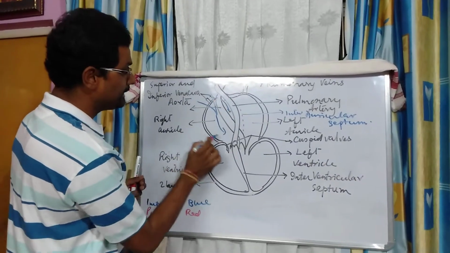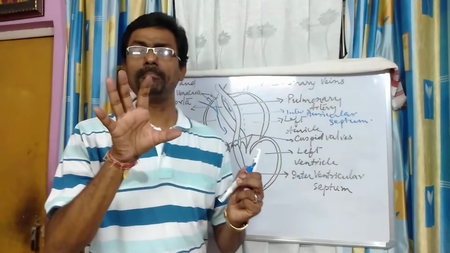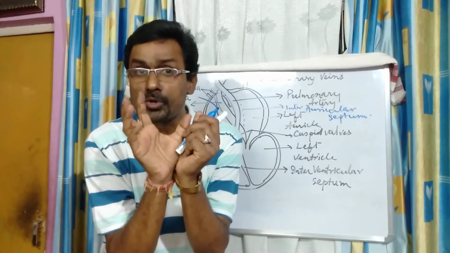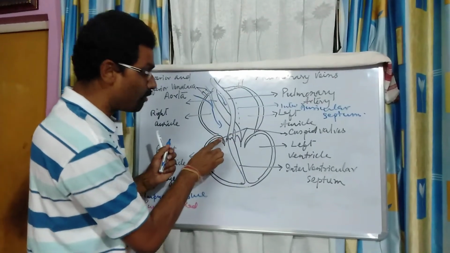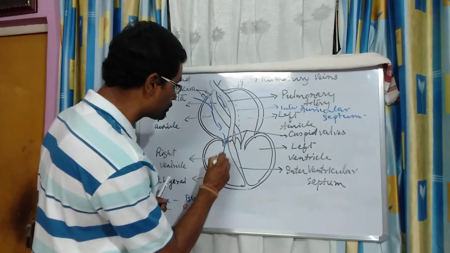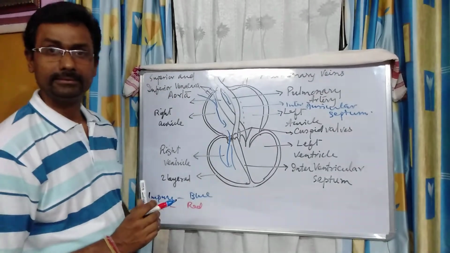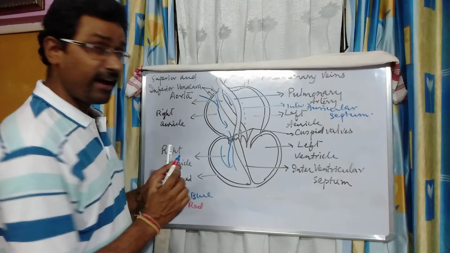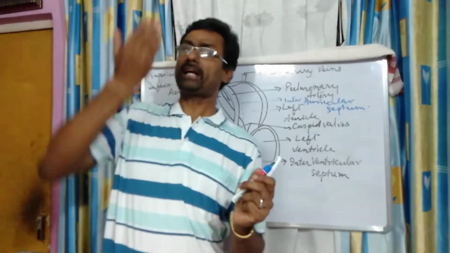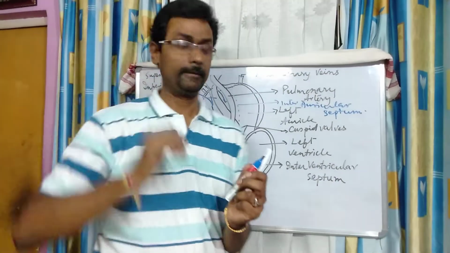So what happens? When the chamber gets filled up, it undergoes contraction. When the chamber contracts, the cuspid valve opens. It opens like this. And the blood now moves to the what? Right ventricle. This cuspid valve has one important character. What is that? It does not allow the backflow of blood. That means the blood that has entered cannot go in the reverse direction.